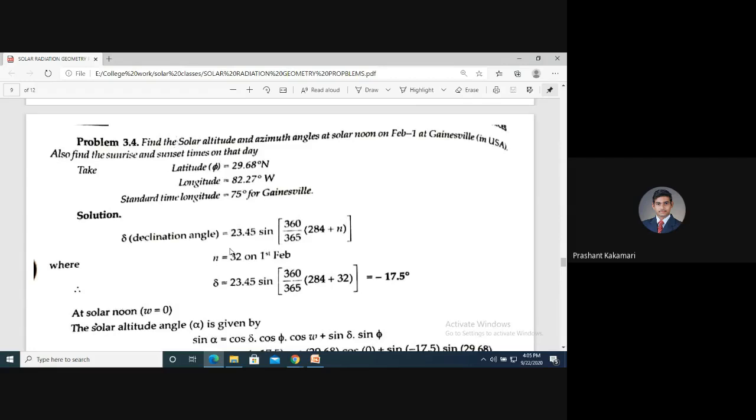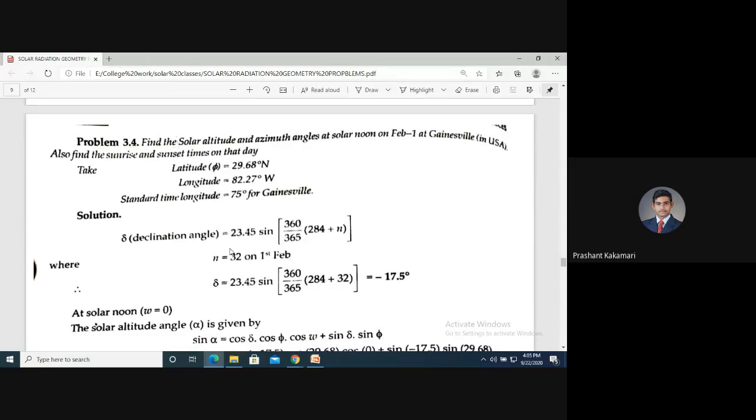So February 1 means you have to take 31 days of January and 1 day of February, so totally it will come to 32 days. At Gainesville, USA location. They have given latitude and longitude later. With this location, also find the sunrise and sunset times on that day.